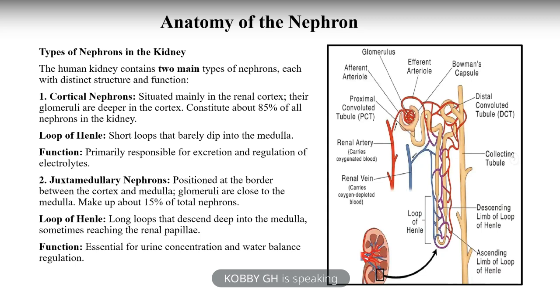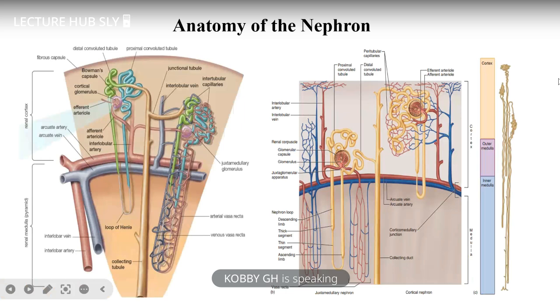Okay, good. So let's go back to our diagram. All right, this is a diagram representing the juxtamedullary nephron. Now, if we compare this juxtamedullary nephron to the cortical nephron, you can see clearly that even though the renal corpuscle, or glomerulus, is within the cortex, it is not deep within the outer cortex.